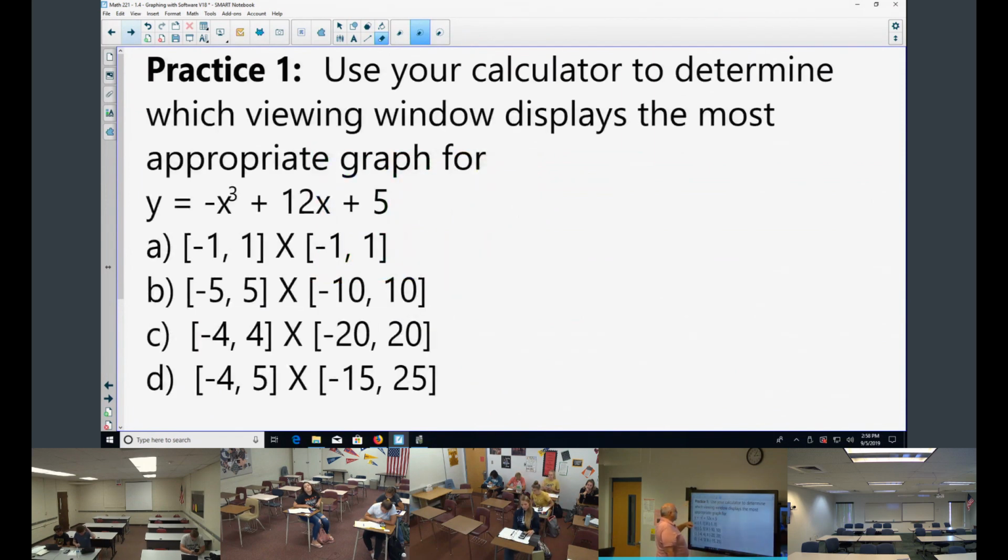All right. So the first practice, use your calculator to determine which viewing window displays the most appropriate graph. So you want to be zoomed in the most, but where you see everything. So I'm testing to see if you can key in this function into your Y1 and then change the window. And then we'll vote on which one is the best. If you run into any trouble on the calculator, then just holler.